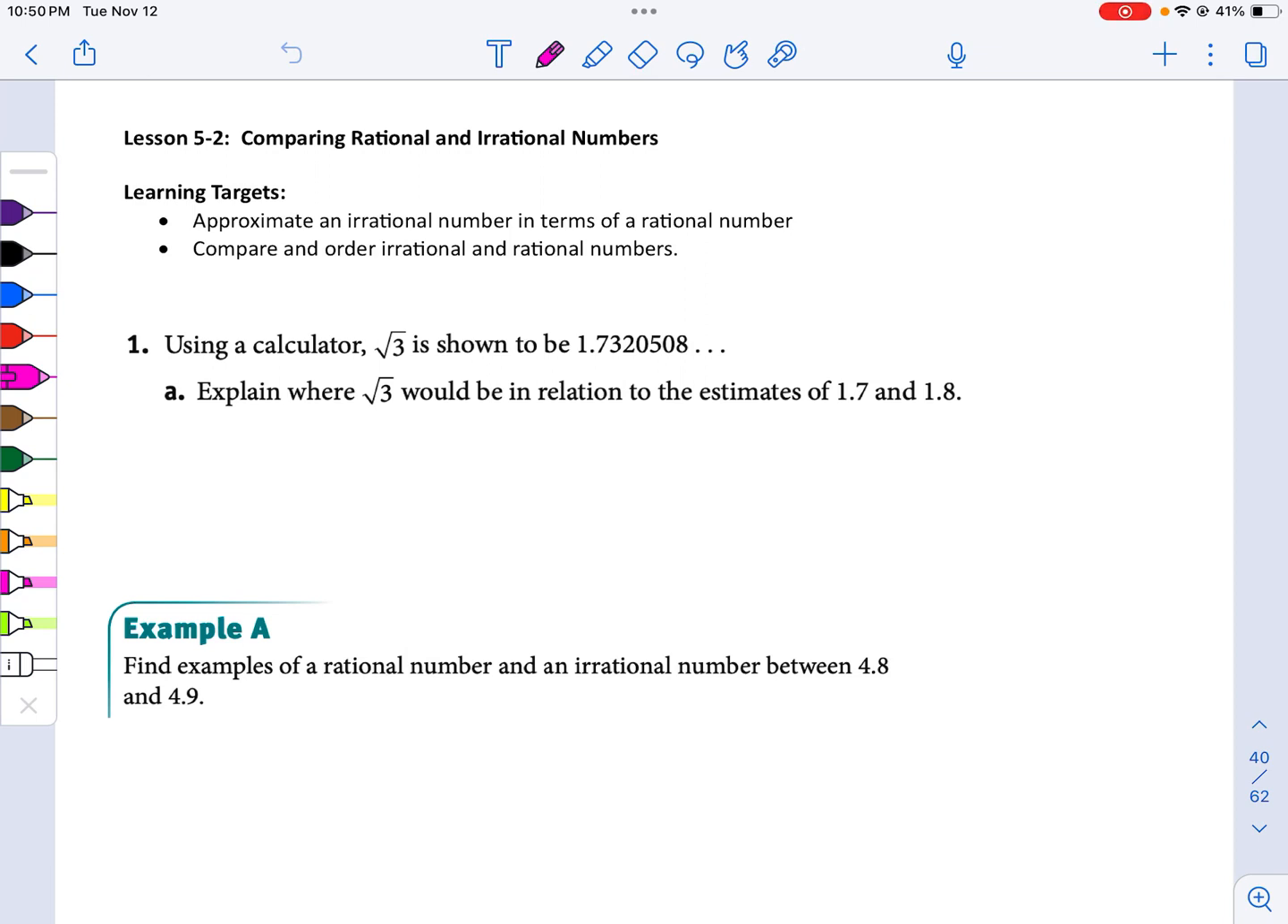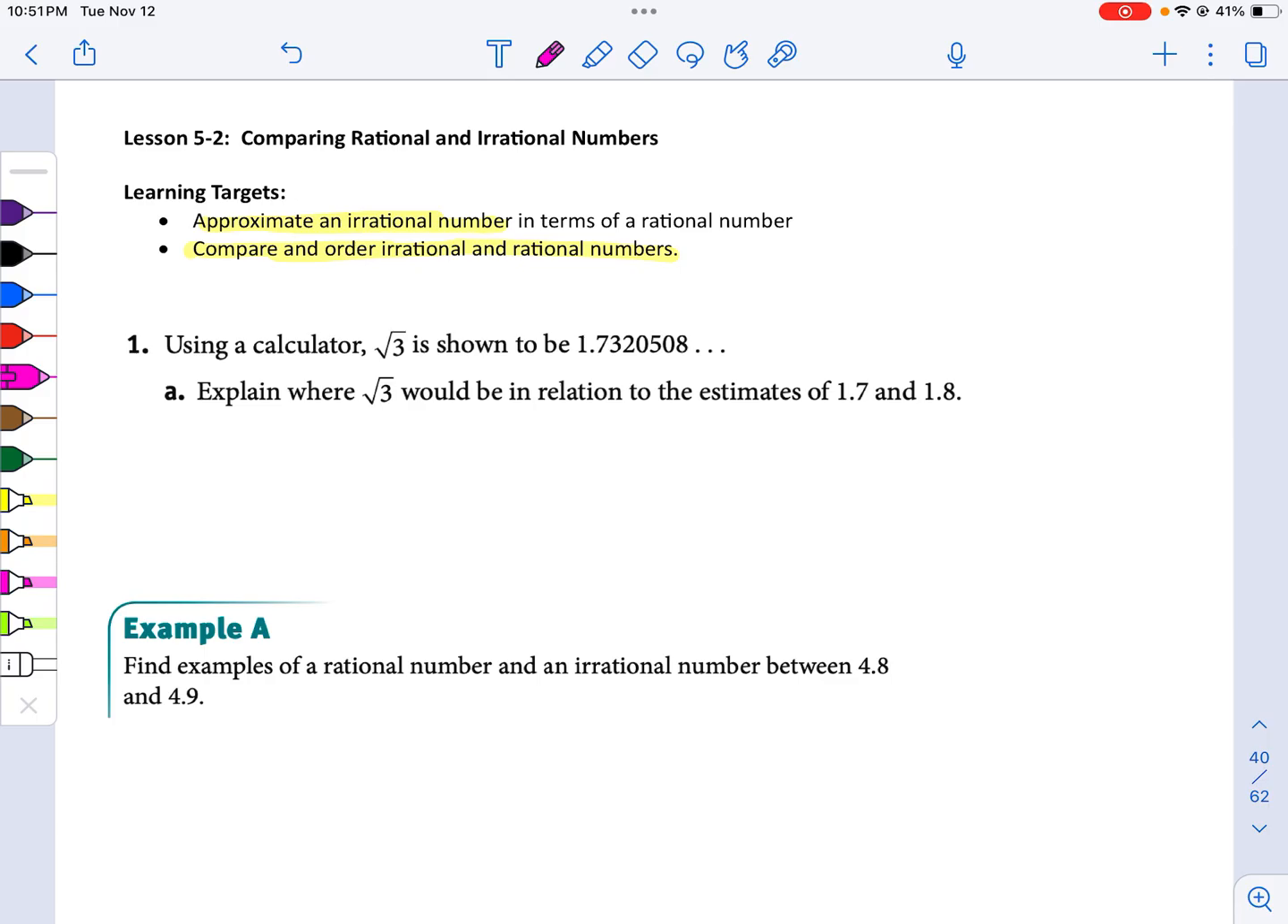All right, today we're going to look at the notes for 5-2, which is called Comparing Rational and Irrational Numbers. So what we're going to do is approximate irrational numbers, okay? And we're also going to compare and order both irrational and rational numbers. So we're going to put them in order either from smallest to biggest or biggest to smallest.